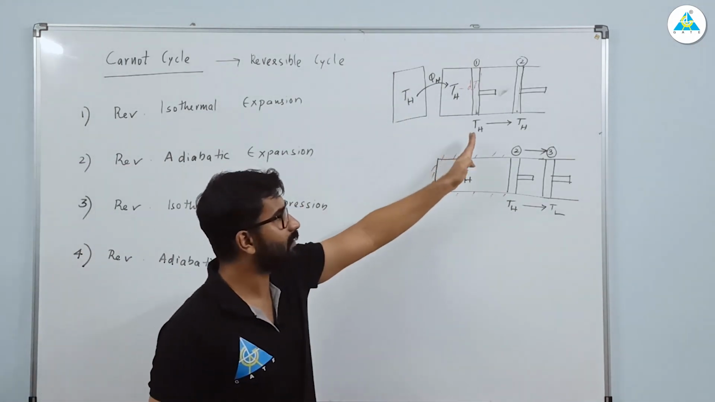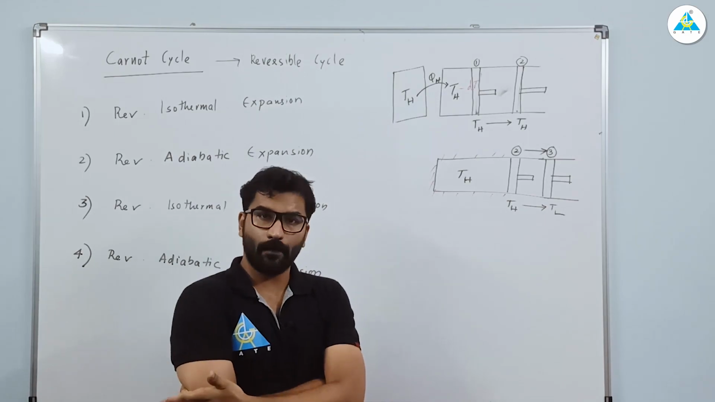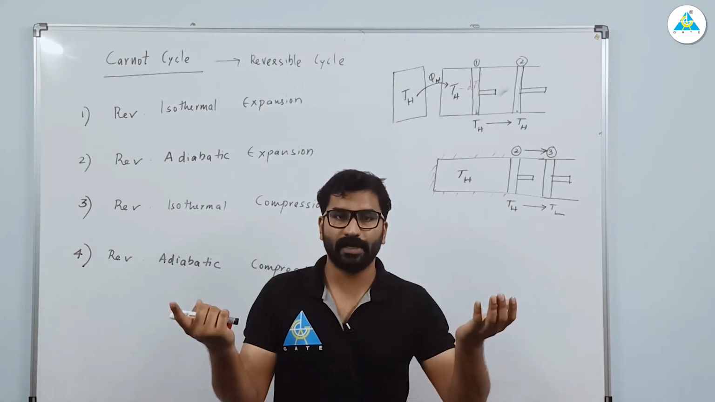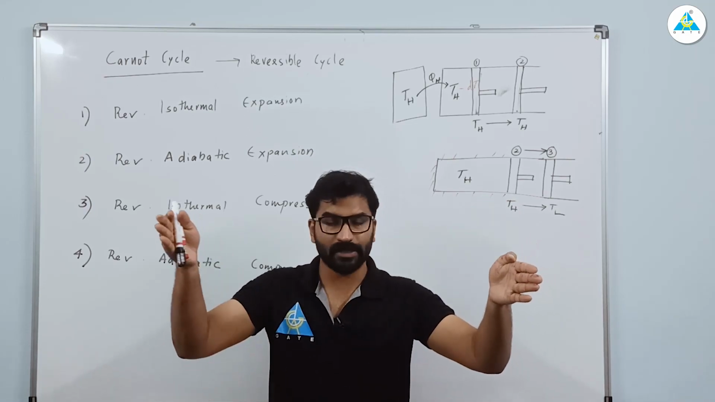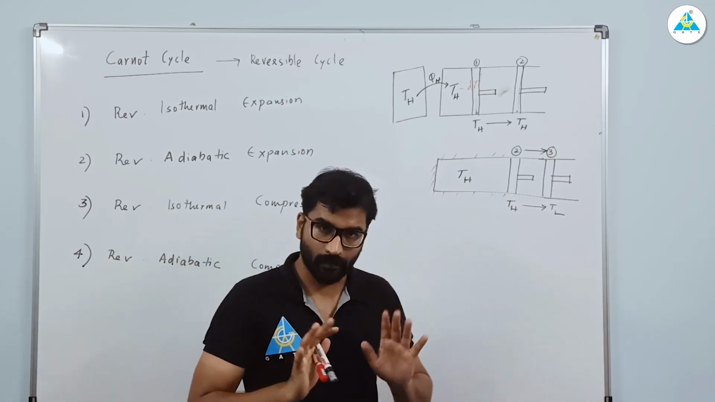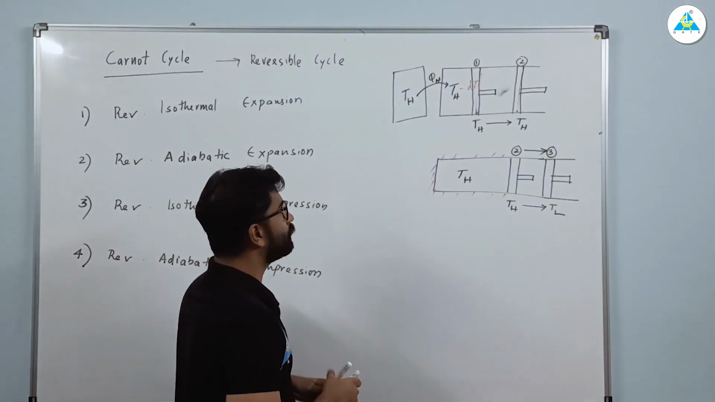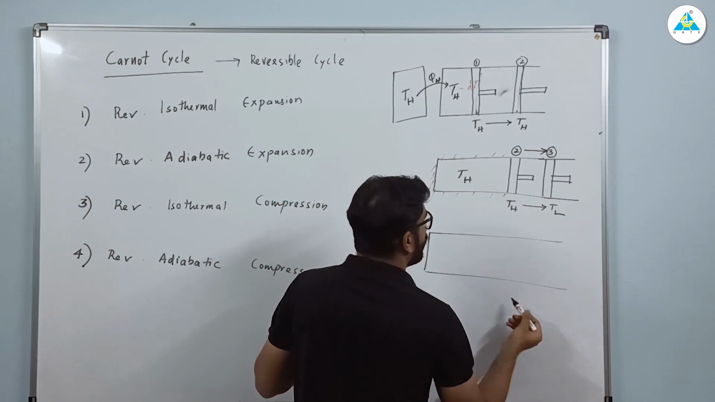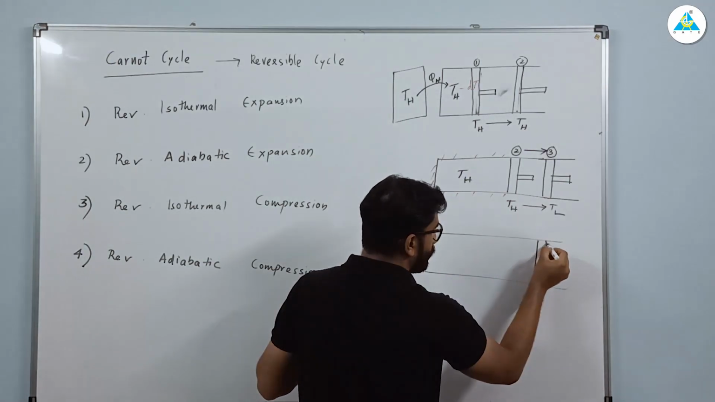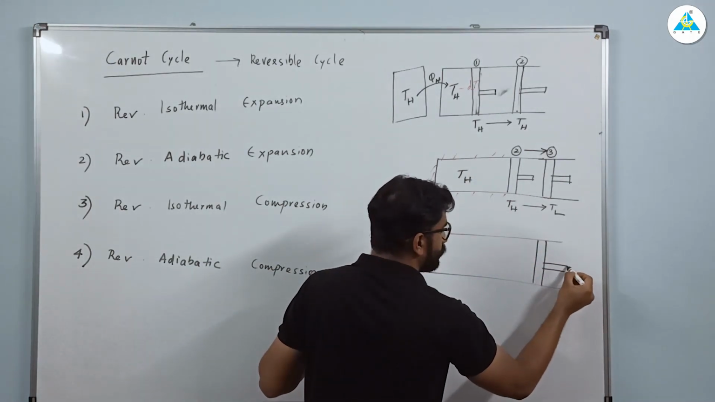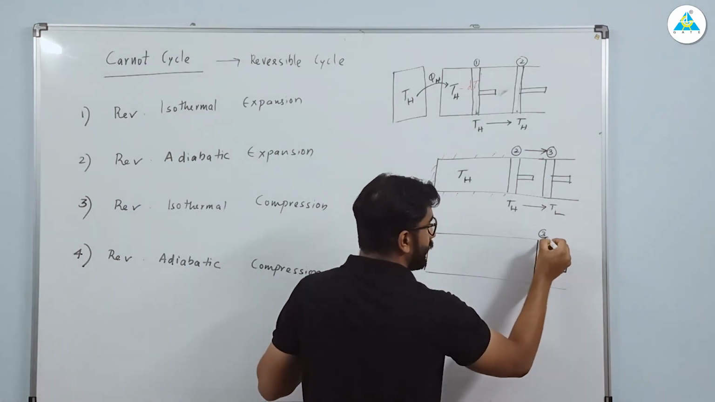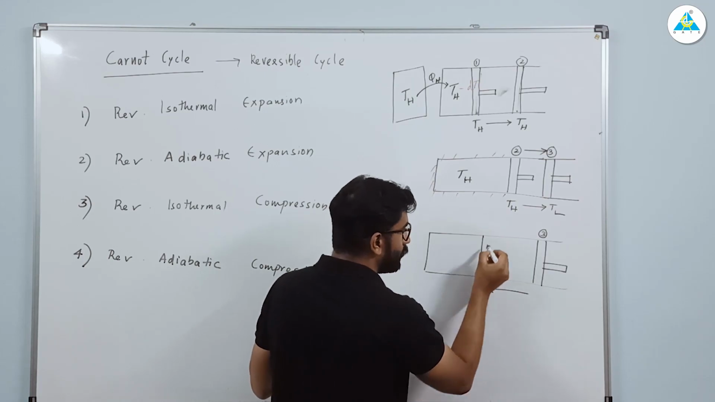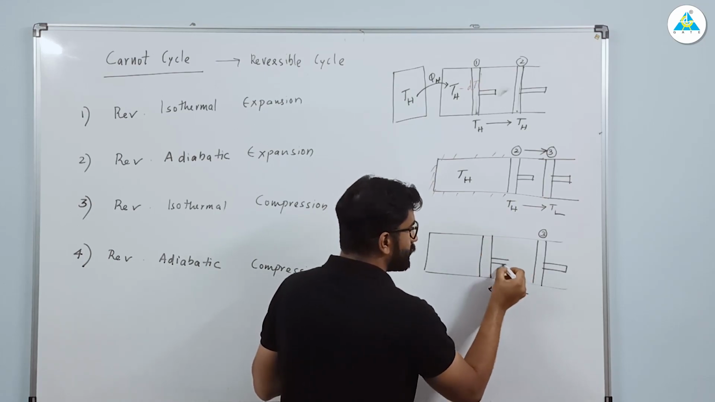Now since we have expanded 2 times, to complete the cycle you need to compress it 2 times. Simple, right? If you remember that refrigeration cyclic device, one side you have compression, one side you have expansion. Same way. So what will be the third step? Our system was here. This was the third state. From the third state, we are compressing the system back to the fourth state.